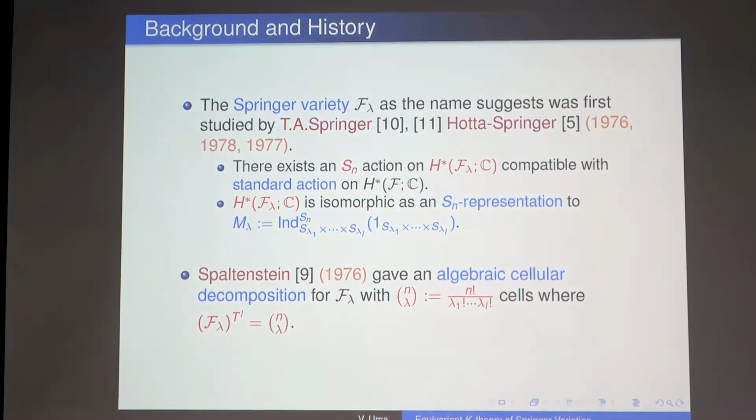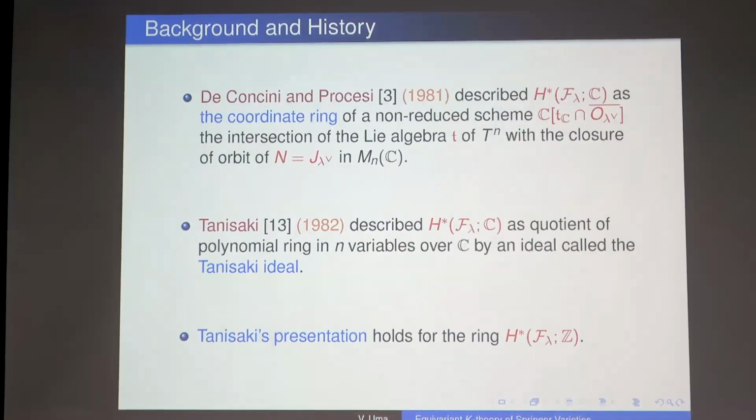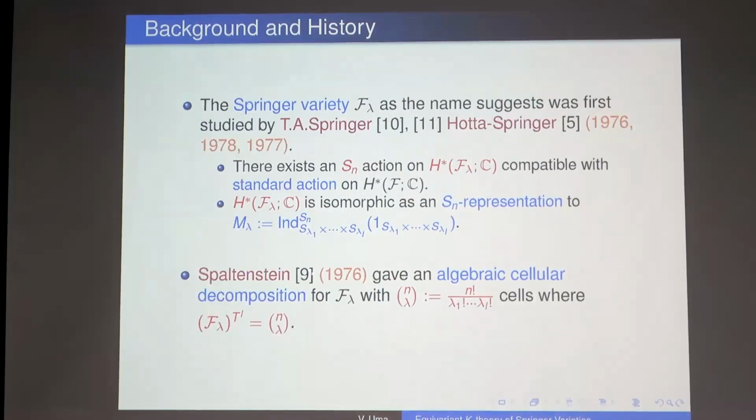So the other important result in this order is that Spaltenstein gave an algebraic cellular decomposition. So that means there is a cellular decomposition where the cells look like affine spaces. There is an algebraic cell structure with exactly this number of cells, n factorial by lambda 1 factorial, etcetera, lambda L factorial. And there is one cell for every fixed point. So these are exactly the number of fixed points in the Springer variety.